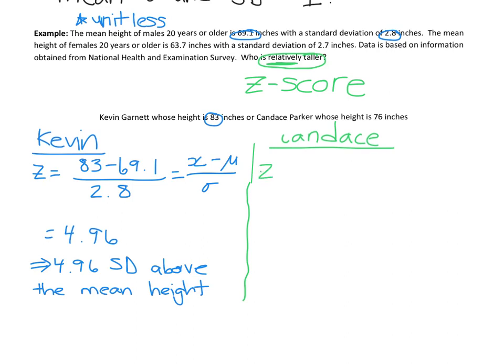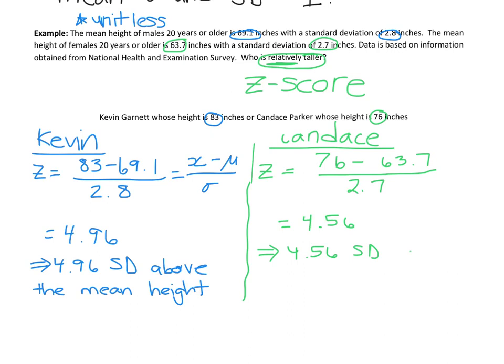All right, so again, it's the observation, her height minus the mean height of females, over the standard deviation. So we get 4.56 when we put that in our calculators. So Candace is 4.56 standard deviations above the average height for females.